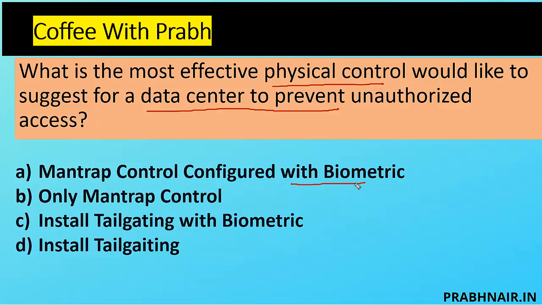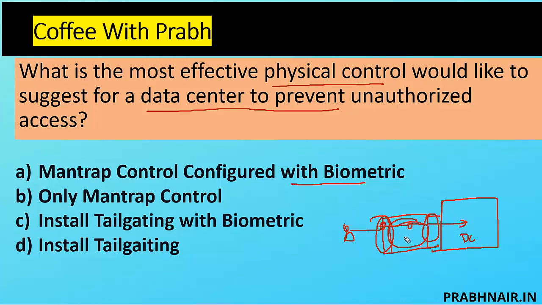See, in tailgating, what happens is we have a revolving door. One by one, people can go through the one door. But in a man-trap, we basically have two doors. Suppose this is my data center. Then we have door 1, then we have door 2. The person who is standing outside first needs to scan and authenticate. This door will open, this door will be closed, and then he will scan again. This door will open, then he will go inside. The space between these two doors is enough for one person to stand. With biometric, it can increase the authenticity.